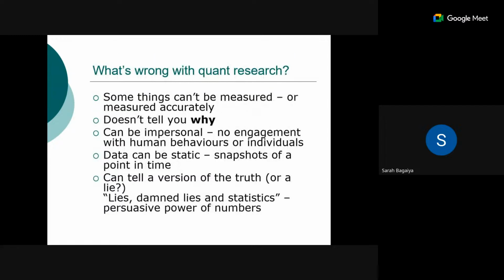What is wrong with quantitative research? Some things cannot be measured, or measured accurately. It does not tell you why. It can be impersonal, with no engagement with human behaviors or individuals. Data can be static, snapshots of a point in time. It can tell a version of the truth or a lie.